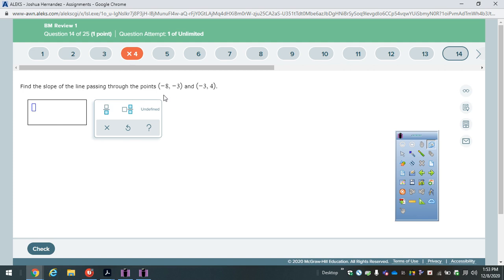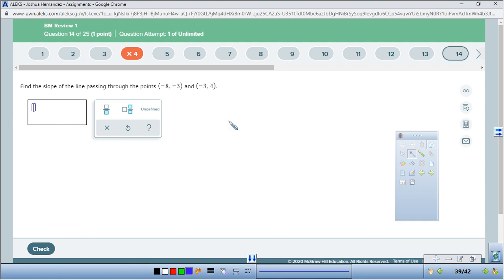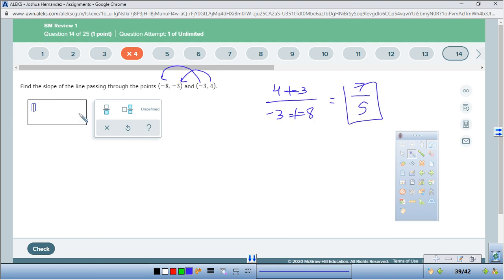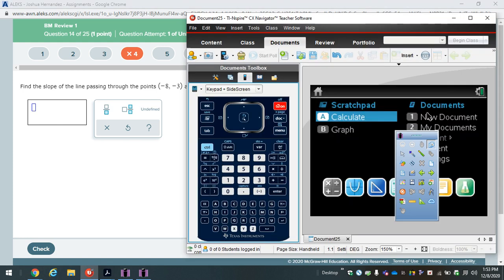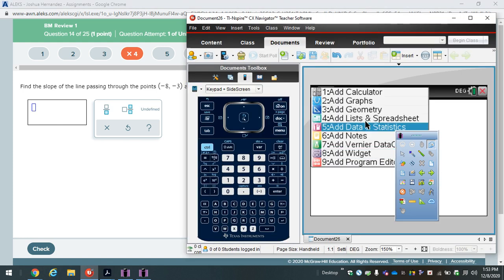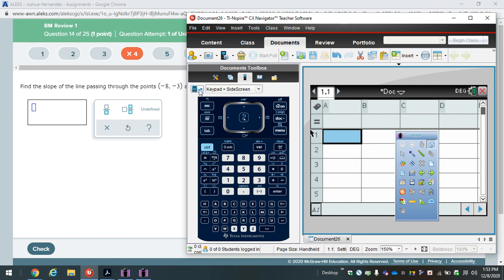Find slope of the line passing through these 2 points. Now, sky's the limit how you want to do this. I can do this stuff in my head really quick, really easy. I know it's y2 minus y1. So 4 minus a negative 3, then over negative 3 minus a negative 8. So this top part gives me a 7. This bottom part gives me a 5. 7 over 5. If you don't like that one, then come to your calculator. Go to spreadsheets. Put the points in there, menu 4, 1, 3, look for your m.